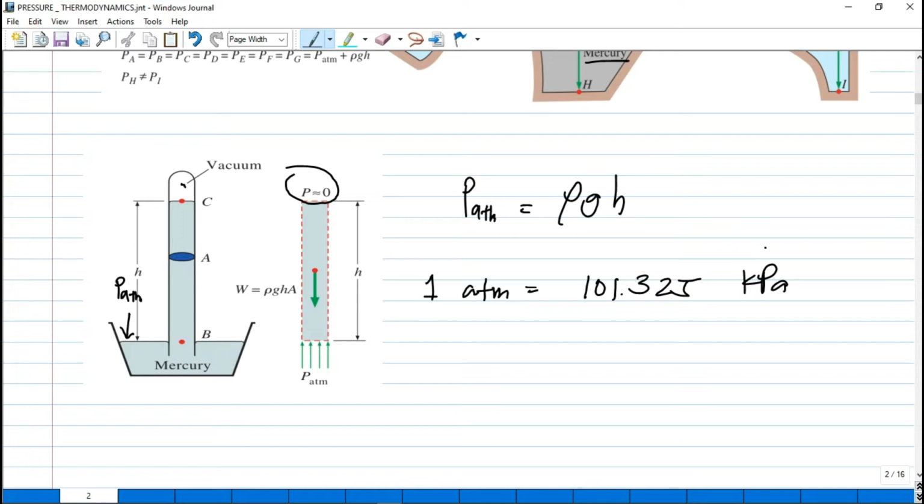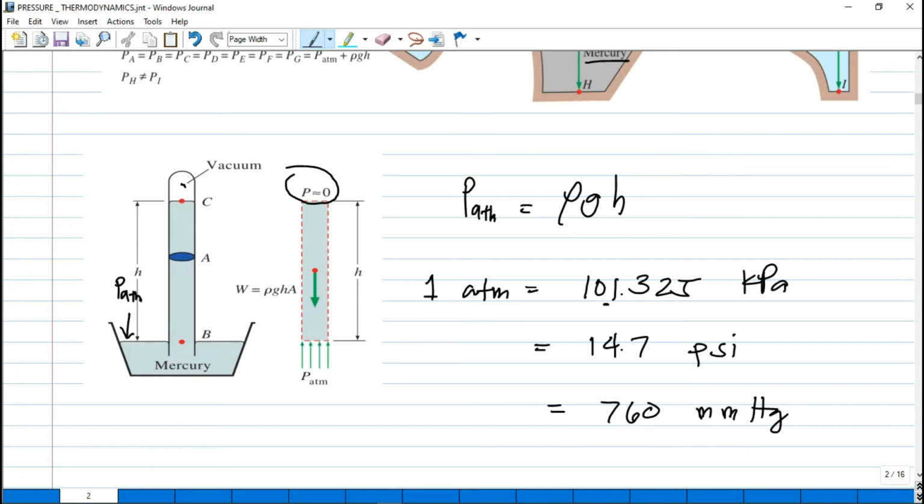Since pressure is force per unit area, this is measured in Newton per square meter, or Pascal, or kilopascal, that is kilonewton per square meter. Or this is equivalent to 14.7 PSI, or pound-force per square inch, or this can be equal to 760 millimeters of mercury. So if the atmospheric pressure is 101.325 kPa, the height of this fluid, which is mercury, inside this barometer will rise to a height of 760 millimeters. So that is our concept.